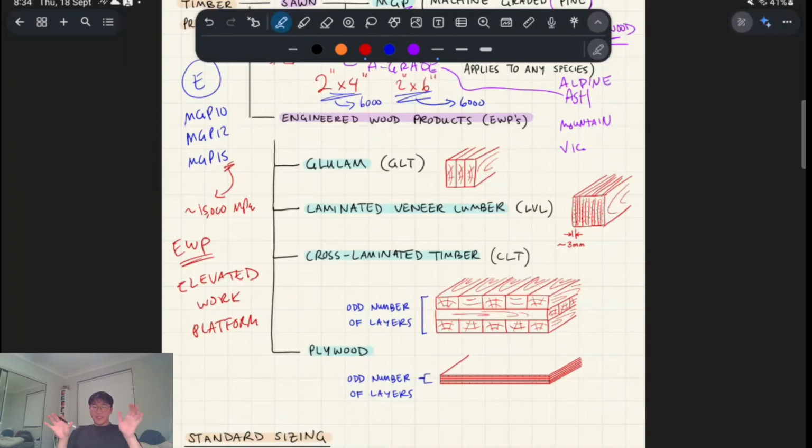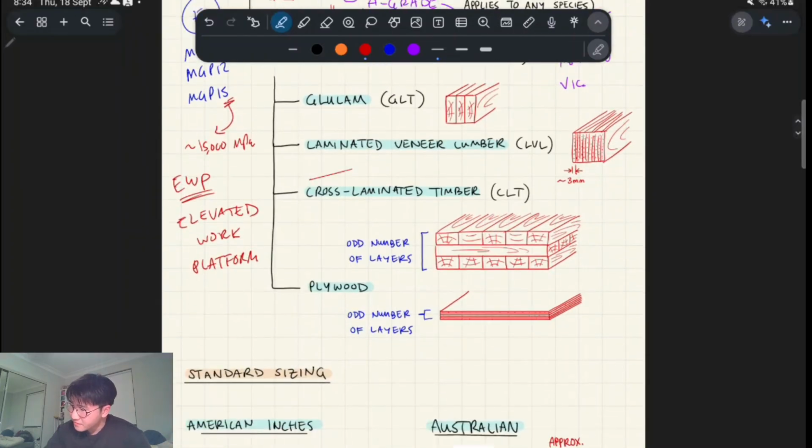So there are various types. I've only listed a few, probably the most common ones, and I think these are the only ones that are in the code. Actually, it's not limited to this. I'll give some examples of ones which aren't as used structurally in a bit, but I'll talk about these ones first. So glulam is basically used as beams.